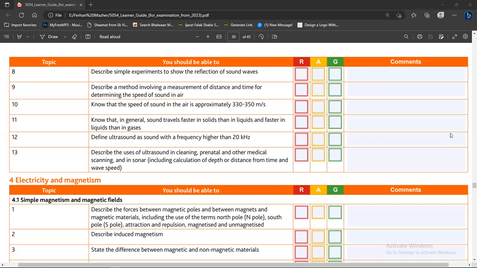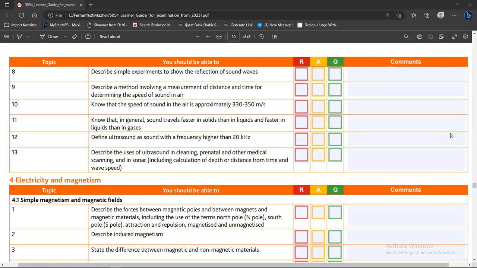Describe the use of ultrasound in cleaning, prenatal and other medical scanning, and in sonar, including calculations of depth or distance from time and wave speed.